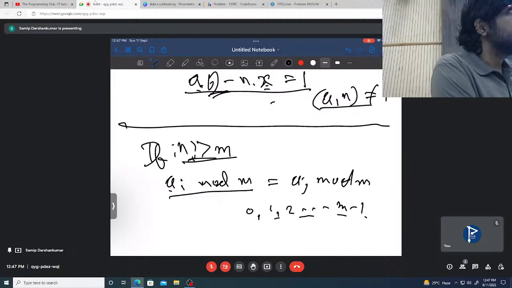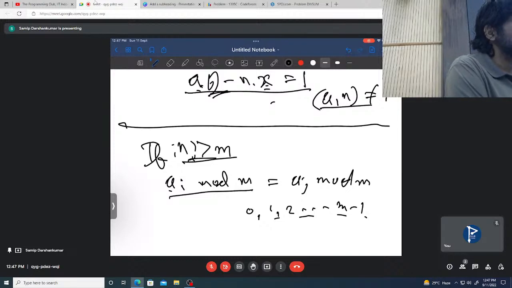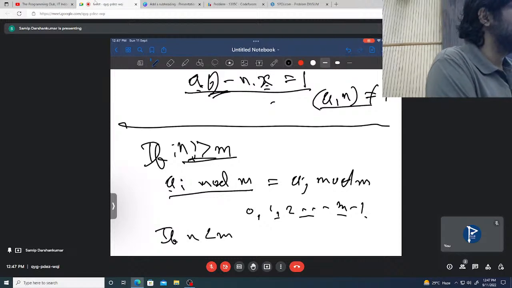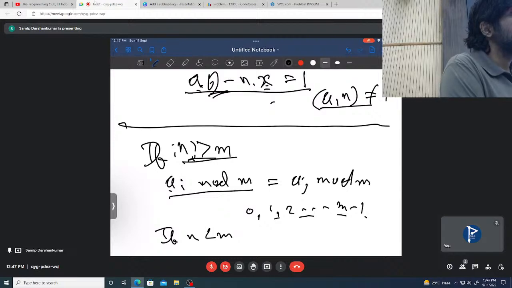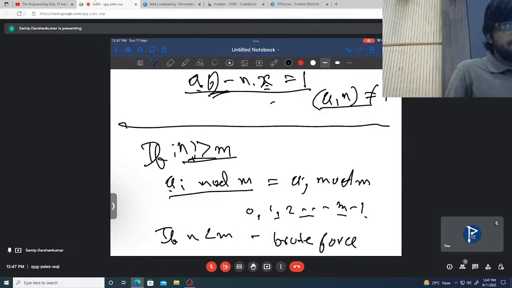So Samip, what would be the case if n is less than m? If n is less than m, then we just brute force, because m is given quite small. It's 1000 only, so we can apply m square. So if n is less than m, we just brute force. Any doubts? Clear?